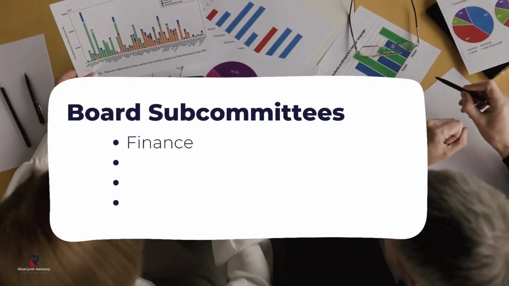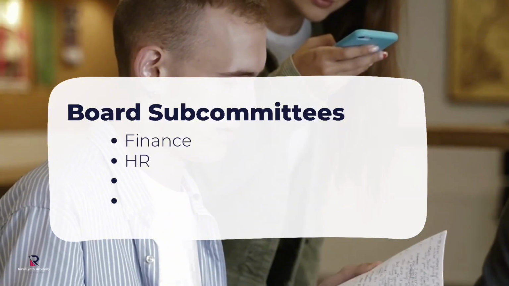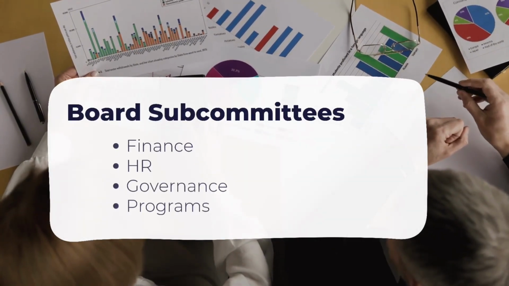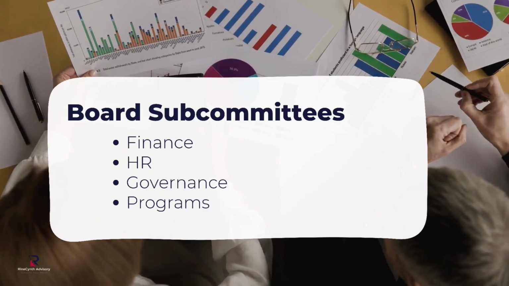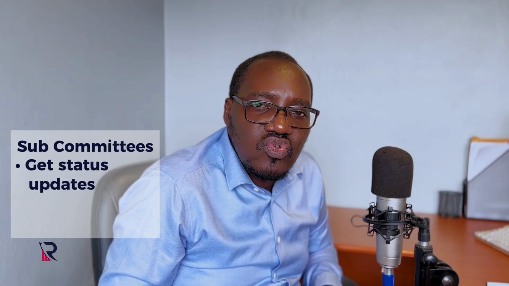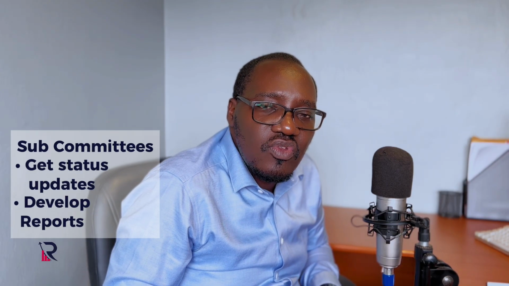Now, in between board meetings, you are supposed to have subcommittees, and the most common subcommittees are the finance subcommittee, the human resource subcommittee. Usually we have the governance subcommittee and the program subcommittee, and you can have as many subcommittees depending on the size of the organization. Now, these subcommittees have to meet before the general board meeting, and their purpose is to get status updates, to develop the reports that are then going to be shared with the board members before the board meets.